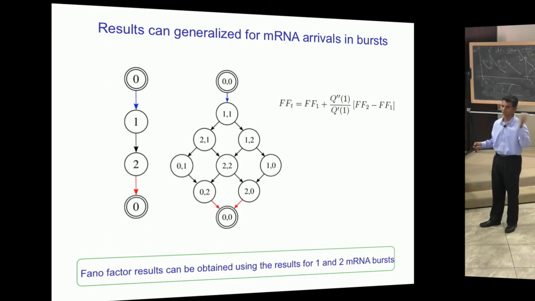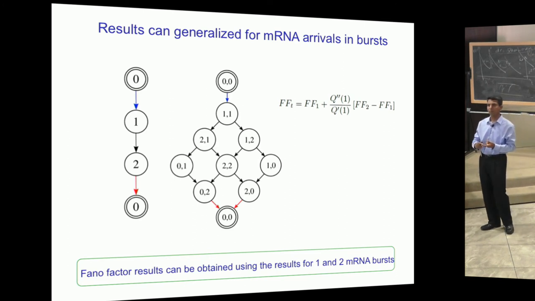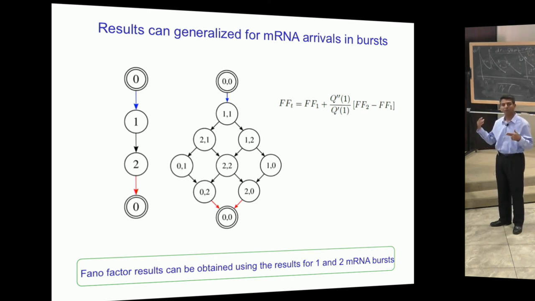I can take an arbitrary burst distribution drawn from any distribution. If I want to now calculate the Fano factor for protein levels in steady state for that arbitrary mRNA burst distribution, given that mRNA production is occurring with some arbitrary burst, and then each mRNA that's created in the burst goes through these multiple internal states with post-transcriptional regulation, I can relate that to the Fano factor I can calculate for a single mRNA burst and for two mRNA bursts. So you just need results for one mRNA burst and two mRNA bursts. Once you have that, you can obtain the Fano factor for arbitrary burst distributions. And this is again an exact result which you will show. So that's an example out here where you have a single mRNA burst where you go from state 0 to 1 to some internal state 2, back to 0 with this scheme. If you have a two mRNA burst, the promoter scheme is more complicated.